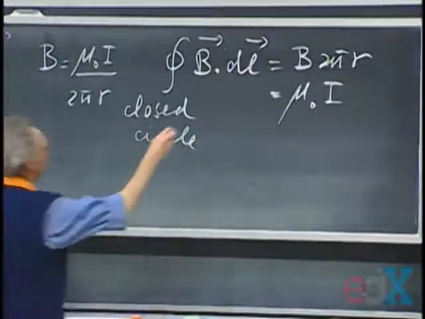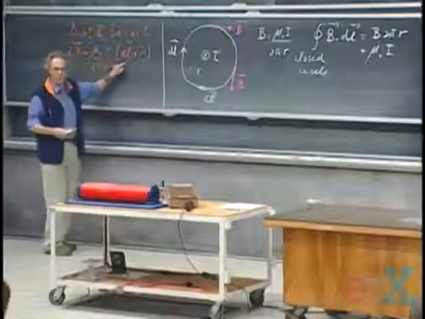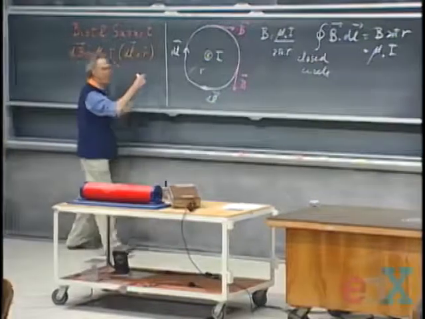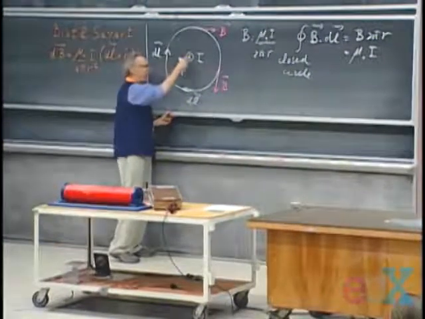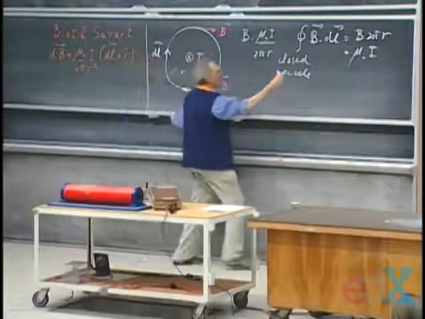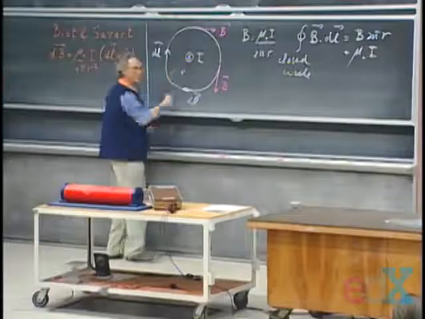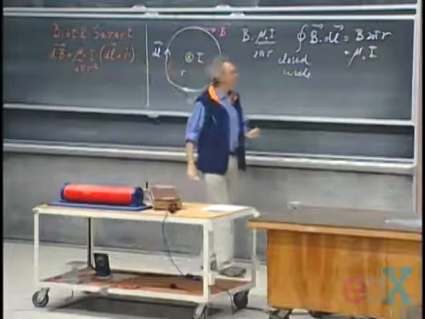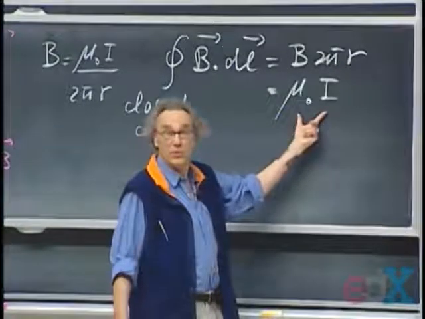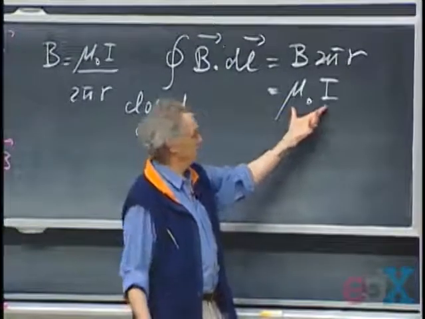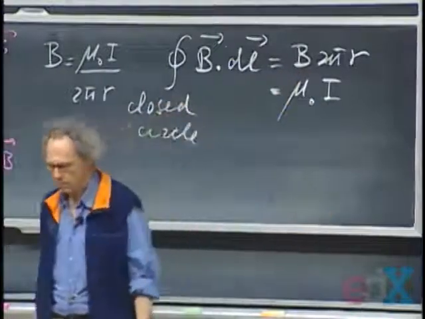This dl here has nothing to do with this dl here. Don't confuse the two. This dl is a small amount of length in the wire that goes into the blackboard, which carries a current. This dl is simply your dl when you walk around this current wire. And it doesn't matter at what distance you walk around, you always get mu zero times I. You see it right in front of your eyes because B is inversely proportional to r.